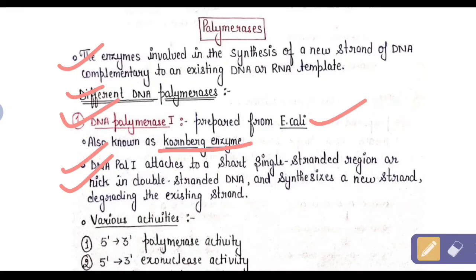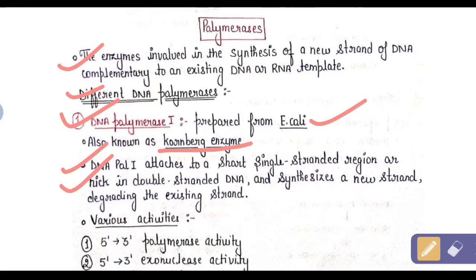But for now, you should understand that these DNA polymerases can fill up the gaps in between the DNA strands, and when they are filling up the gaps, they can degrade the existing strand and again synthesize that degraded DNA strand.